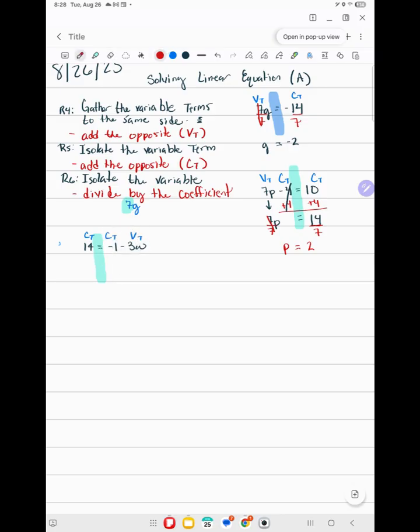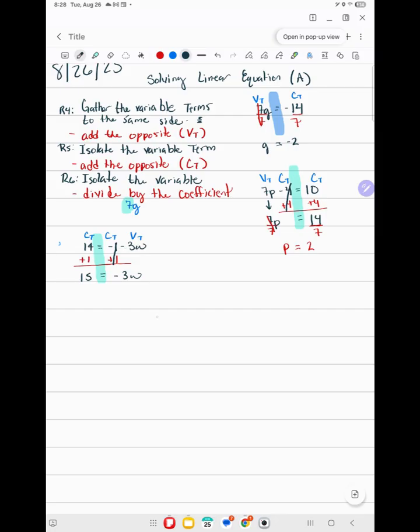So we do that by adding the opposite. What's the opposite of negative 1? Positive 1. Whatever you do to one side of the equation, you do to the other side. All right, I'm going to go from left to right. 14 plus 1 is 15. Bring the equal sign down at all times. Negative 1 and plus 1, that should cancel out. All right, that's gone. What's left? Negative 3w. Don't forget, when you cross out the ones, that sign is still there.